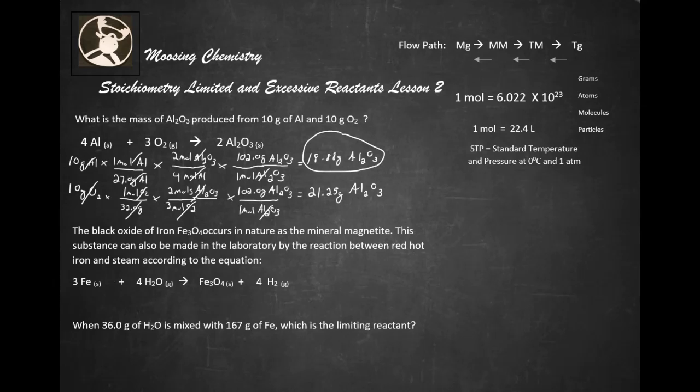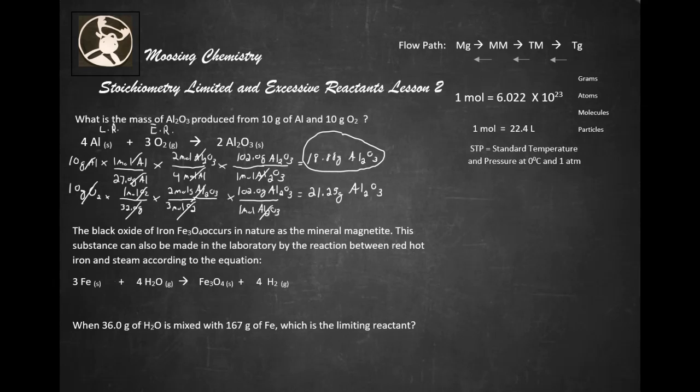And the reason why is our aluminum is going to be our limiting reactant. So our limiting reactant maxes what we can make. Excessive reactant always has stuff left over, so we don't use it to calculate our percentage of yield. All right, let's look at the next question.